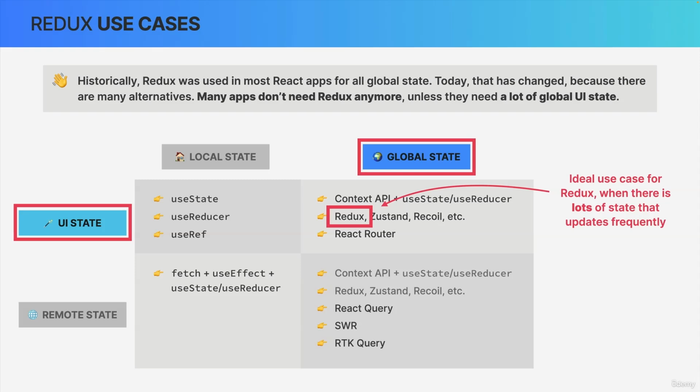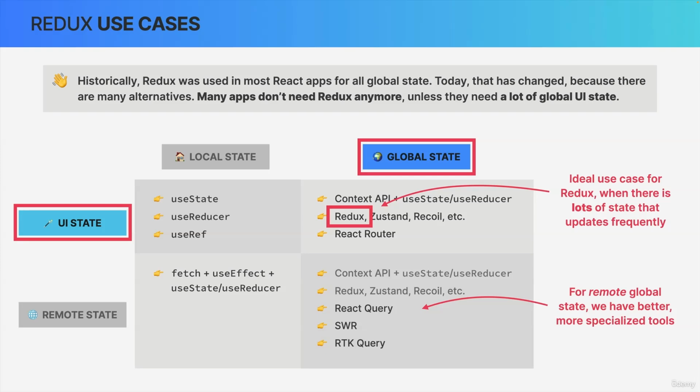So UI state is simply data about the UI itself, or data that doesn't need to be communicated to an API. And this distinction is really important because remember, for global remote state, we have many better options nowadays, like React Query, SWR, or even a tool that is kind of included in modern Redux Toolkit, which is Redux Toolkit Query. So again, do you need to manage a lot of non-remote state in your app? Then Redux might be perfect for that.